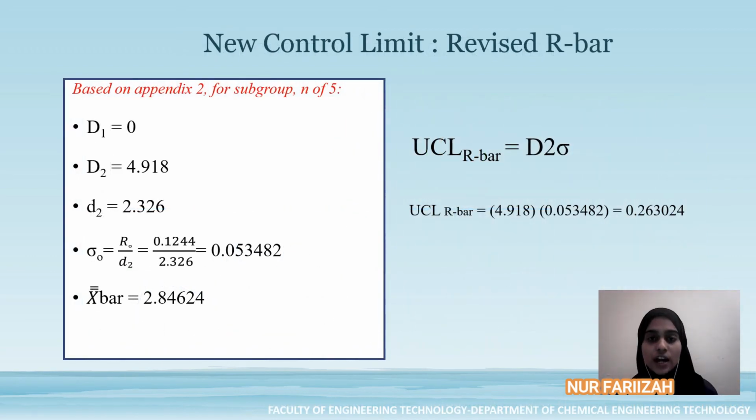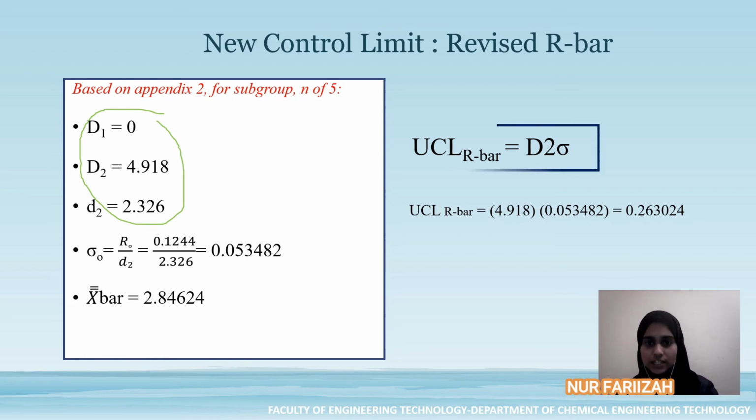To remove the out of control point, we need to revise the R bar chart. So, based on the appendix 2 for the subgroup number 5, we can get all the constant factors, which are these. All these are the constant factors that can be obtained from the appendix 2. So, we substitute into the formula, and the UCL R bar will be 0.263024.